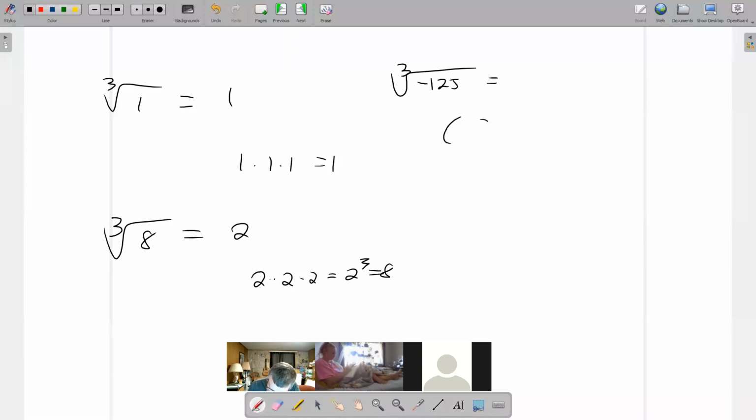What about the cube root of negative 125? Well, let's see. What times itself is negative 125? How about negative 5? In fact, let's see here. It didn't say whether to use a calculator or not, but let's put that into our calculator. So we're going to clear our screen. We're going to put in a 3. Remember, you have to put the index in first.